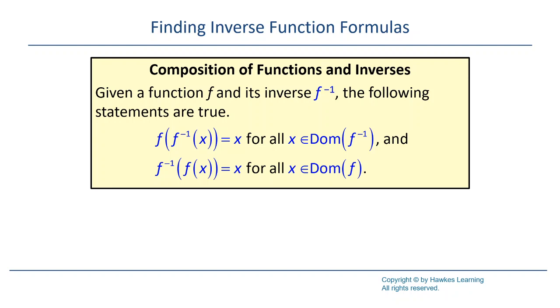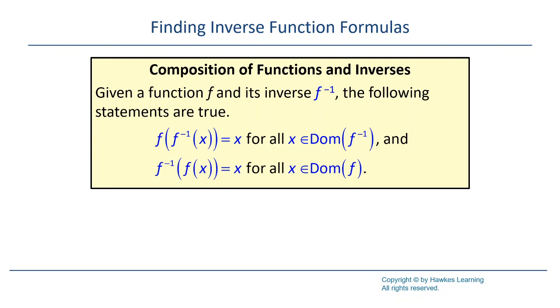Because think about what you're doing. You're taking a value, you're mapping it, and then the inverse is mapping it back. So in the end, it's just going to go right back to where it started. And it doesn't matter which way. If 3 maps to 7, and then you go backwards, 7 maps to 3, f of f inverse of 3 is still 3.